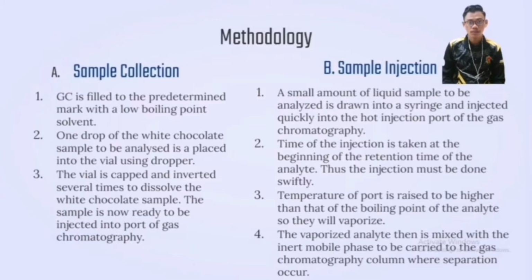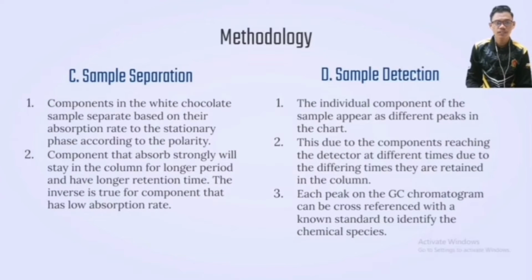where separation occurs. For sample separation, components in the white chocolate sample separate based on their absorption rate to the stationary phase according to polarity. Components that absorb strongly will stay in the column for a longer period and have a longer retention time. The inverse is true for components that have a low absorption rate.